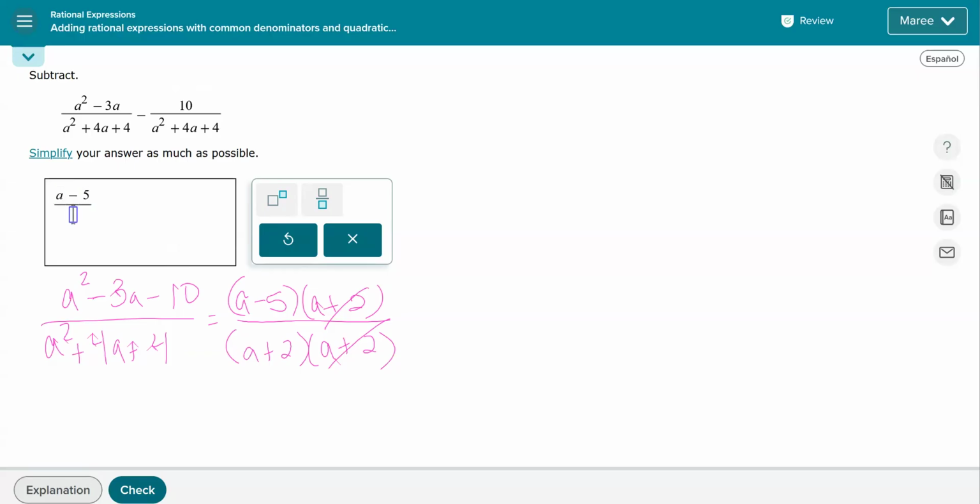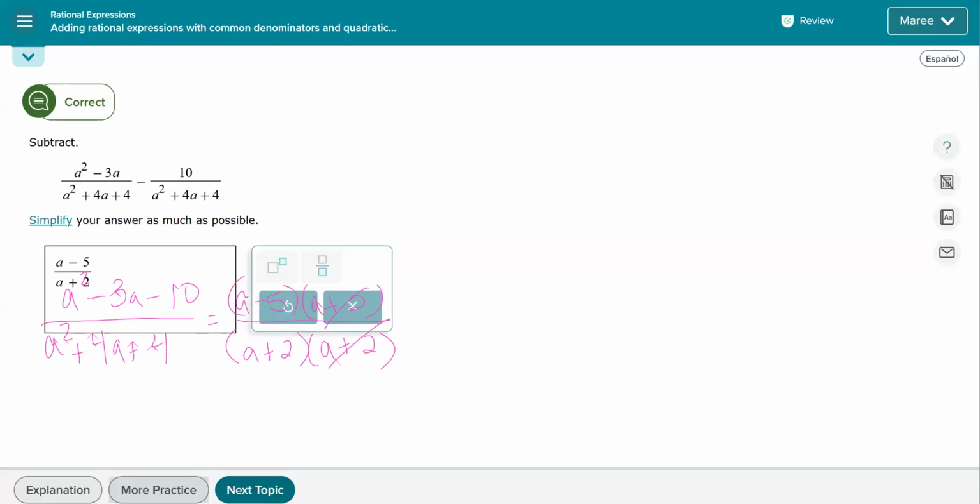Since these are the only factors in the numerator and denominator, we don't need the parentheses. Again, you can put them in there, not a big deal. Okay, that's the end of the lesson.